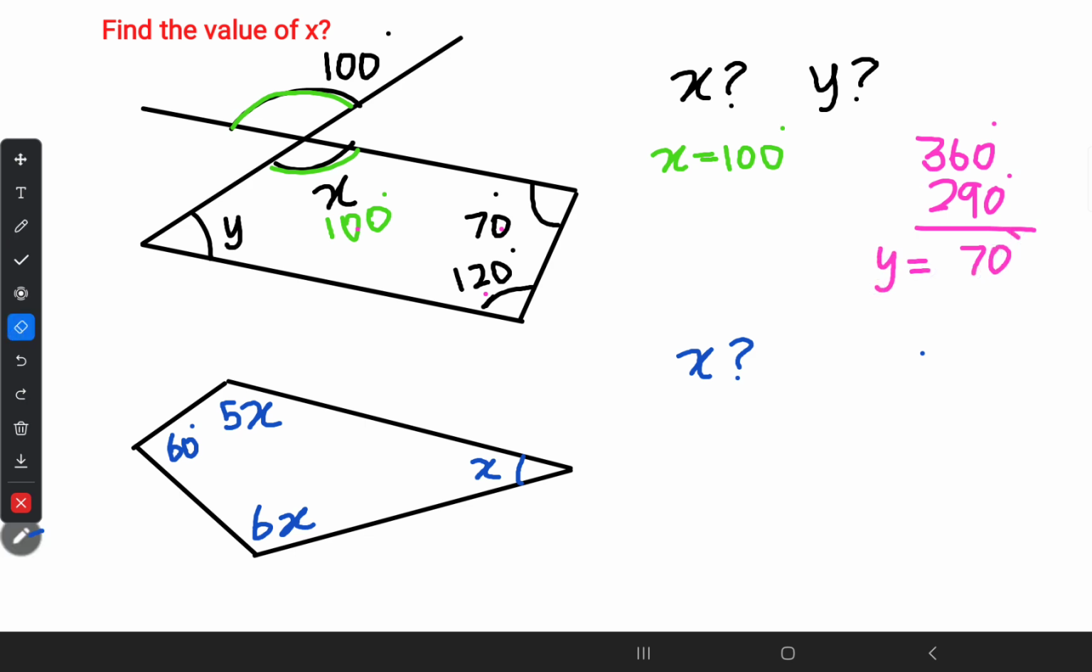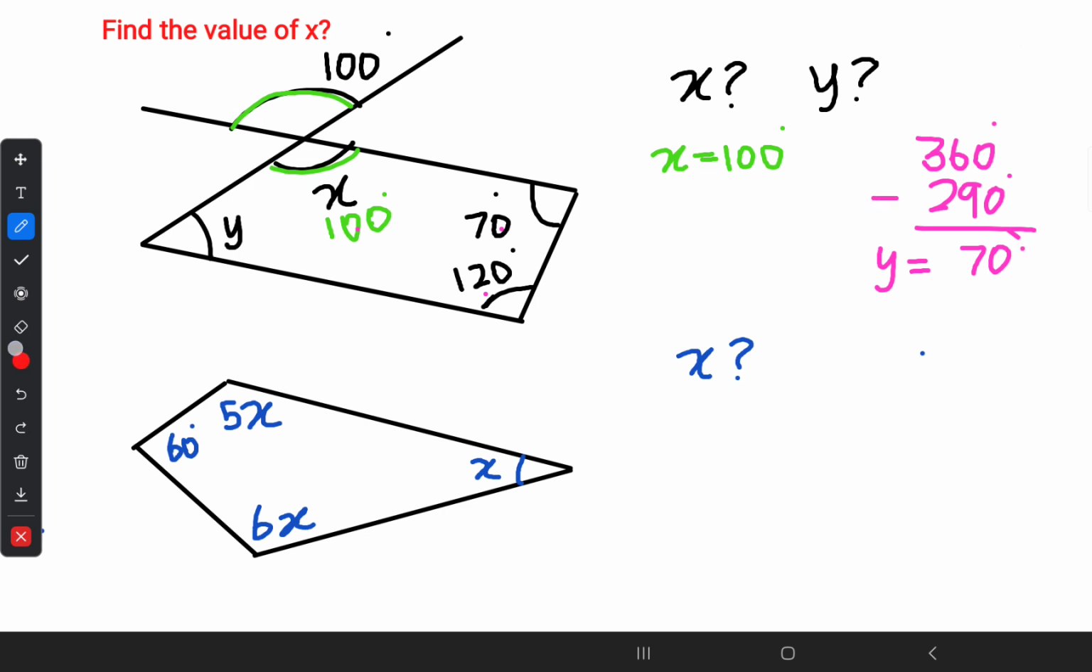Okay, I'll repeat what we've discussed in the question. Vertically opposite angles are equal, so accordingly, by looking at the diagram, we directly obtain x as 100 without any calculation. From that, get the sum of these three angles, it's 290. From 360, when you subtract 290, y will become 70 degrees in magnitude. That's all.